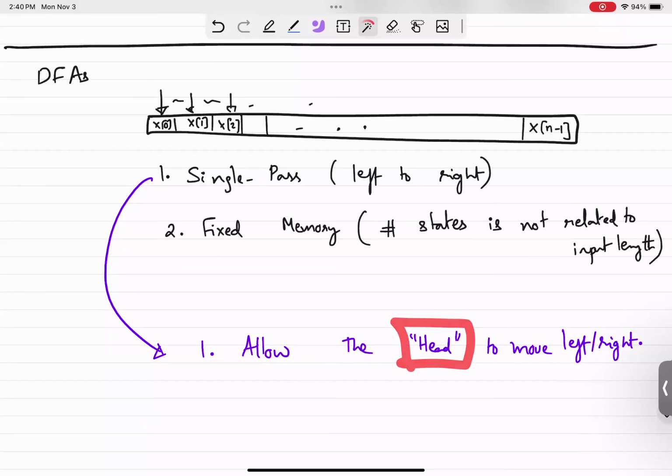So this fixes the "allow the head" condition. Now you can move both left and right, so it's not even a single pass. Maybe you can do multiple passes. What else would you like to have? Any suggestions?